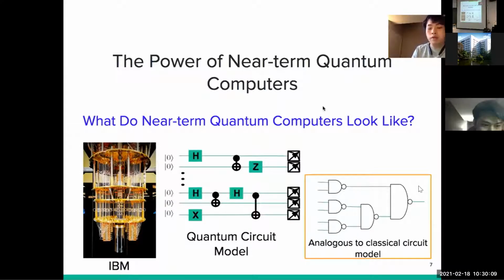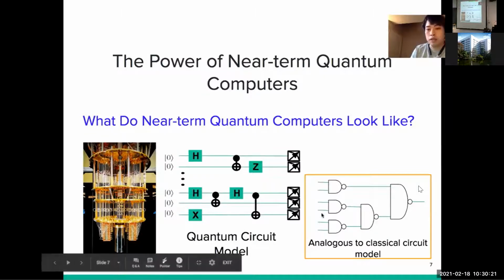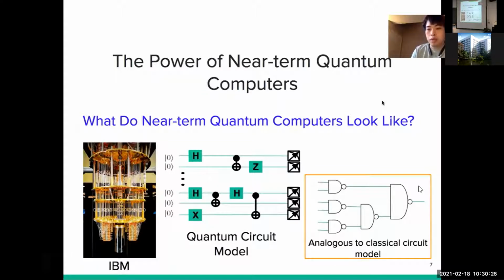And actually, most quantum algorithms can be modeled by the quantum circuit model. The quantum circuit model is very similar to the classical circuit model. In the classical circuit model, you have your input as bits, and then you have logic gates operating on the input, and you have multiple output bits. So you have input as bits, logic gates operating on the input, and then bits as output.